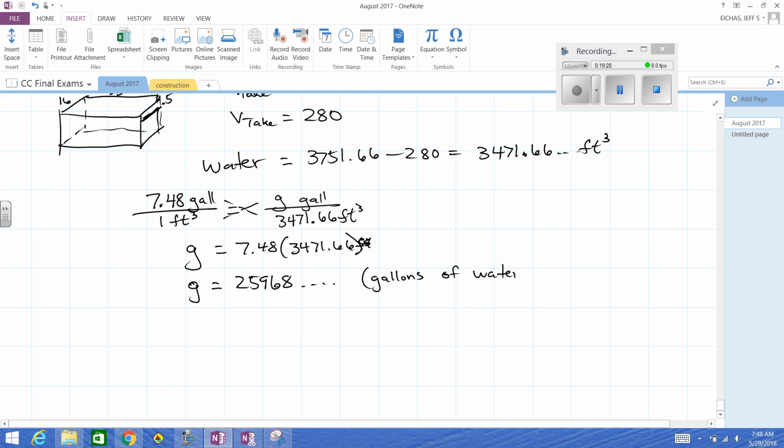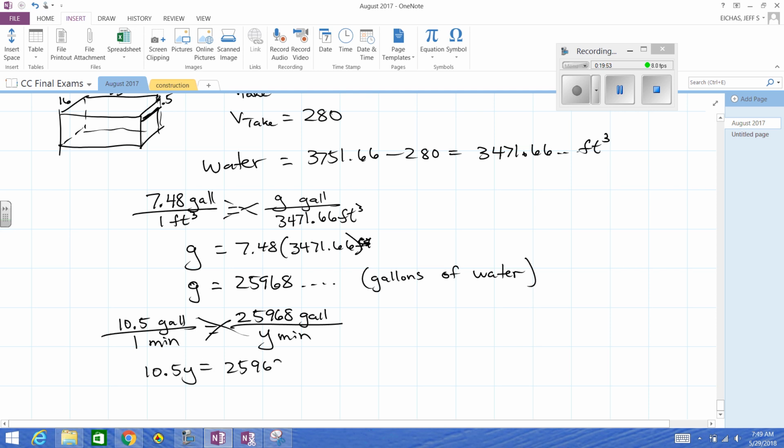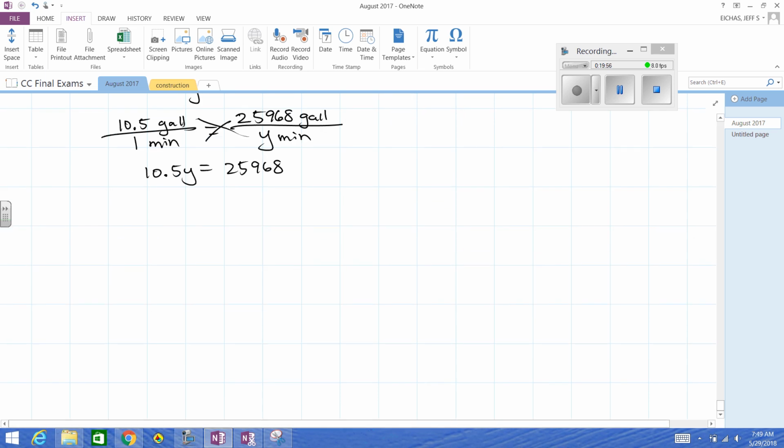All right. To give us another conversion, this fills 10.5 gallons every 1 minute. Okay. So since we have 25,968 gallons, we'll call it Y minutes. Again, the cross multiply just tells us whether to multiply or divide. And this tells us to divide. So 2,473.14. This again is not rounded at any step.